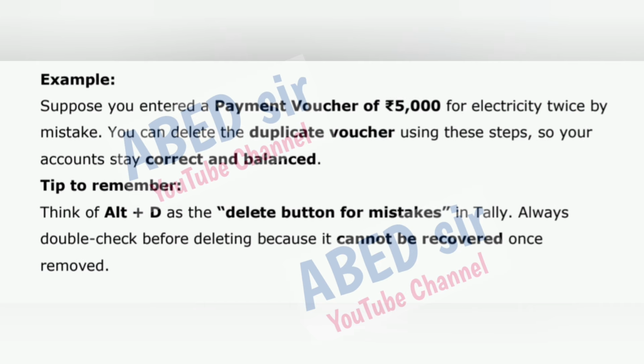Example. Suppose you entered a payment voucher of 5,000 rupees for electricity twice by mistake. You can delete the duplicate voucher using these steps, so your accounts stay correct and balanced. Tip to remember. Think of Alt plus D as the delete button for mistakes in Tally. Always double-check before deleting because it cannot be recovered once removed.